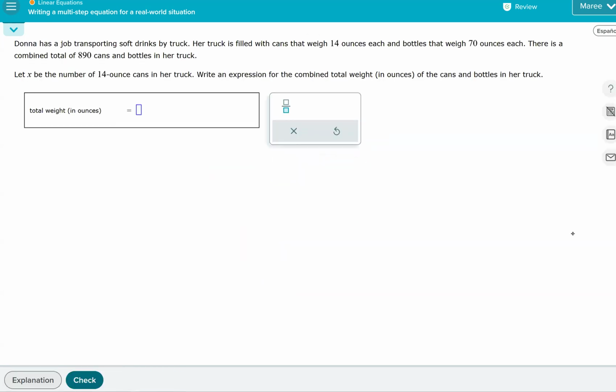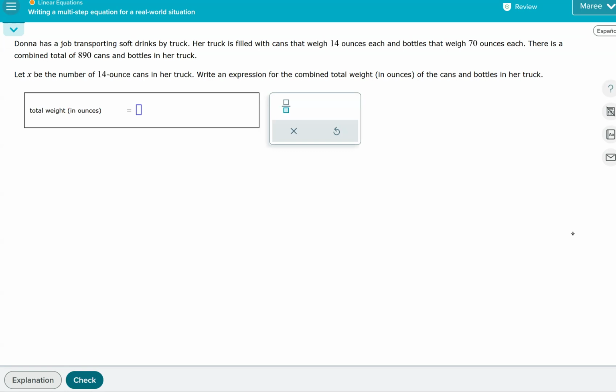Okay, let's look at another one. So here we want to find total weight. I'm just looking at where they have the answer. Okay, let's read this. Donna has a job transporting soft drinks by truck. Her truck is filled with cans that weigh 14 ounces each and bottles that weigh 70 ounces each. There is a combined total of 890 cans and bottles in her truck. Let X be the number of 14-ounce cans in her truck. Write an expression for the combined total weight.